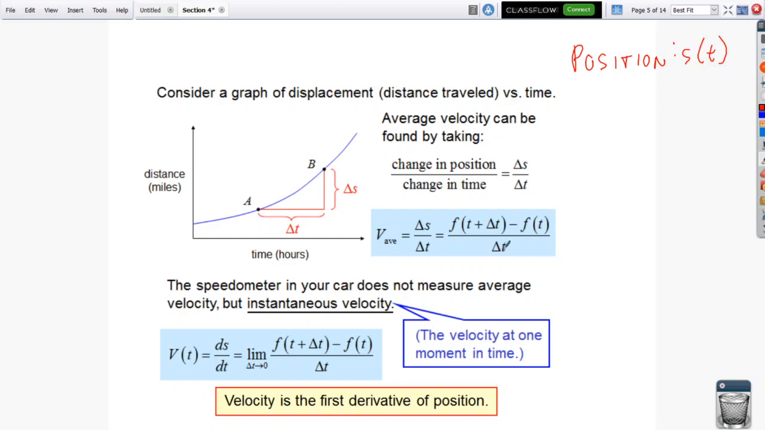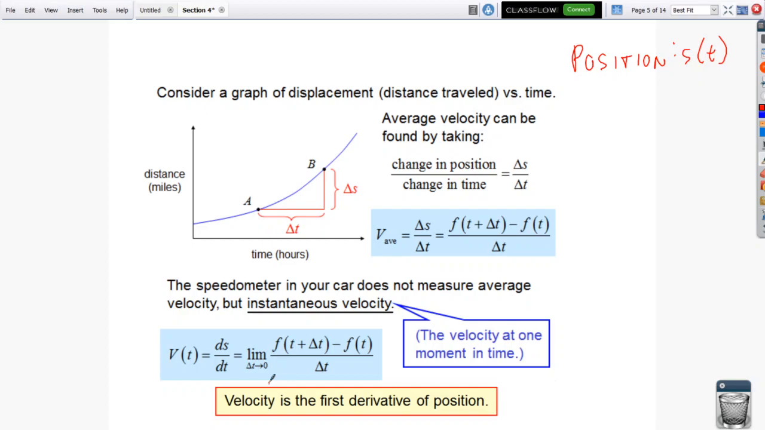All different ways to find average velocity, but average velocity is not that interesting. Your speedometer is not going to calculate your average velocity. It will calculate your instantaneous velocity, how fast you're going at one particular instant, one moment in time, if you will. To find the instantaneous velocity, we want to change our delta t to 0.